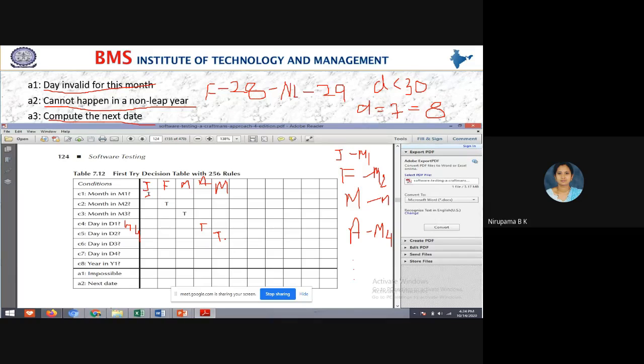Here I cannot take all the months, all the 12 months, all the 31 days. No, just a sample. This sample data is taken and put in the table.